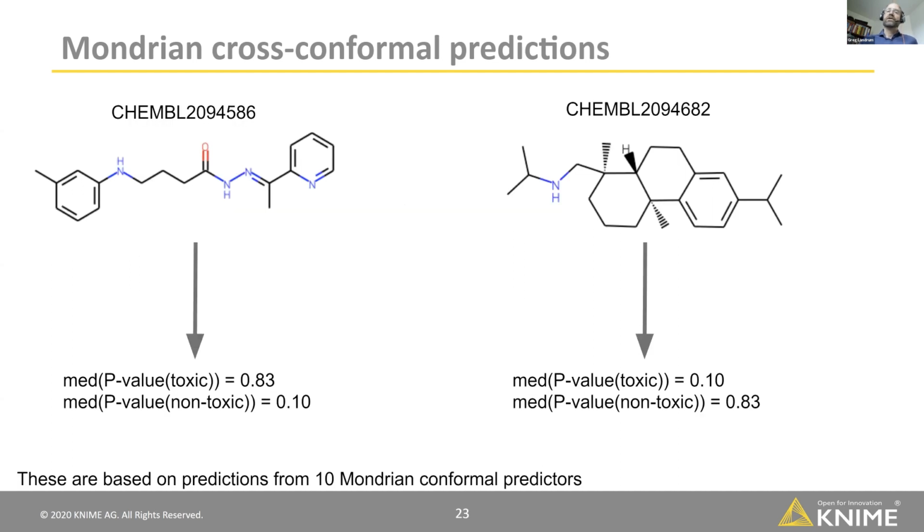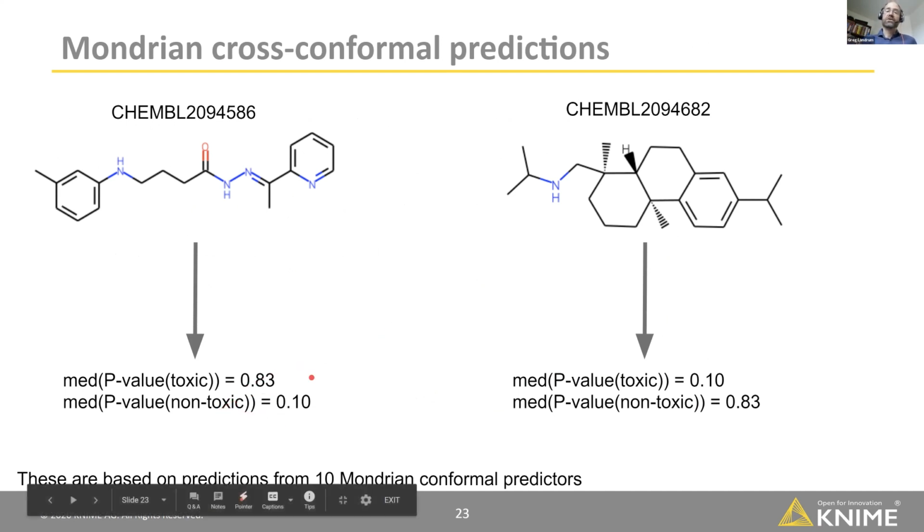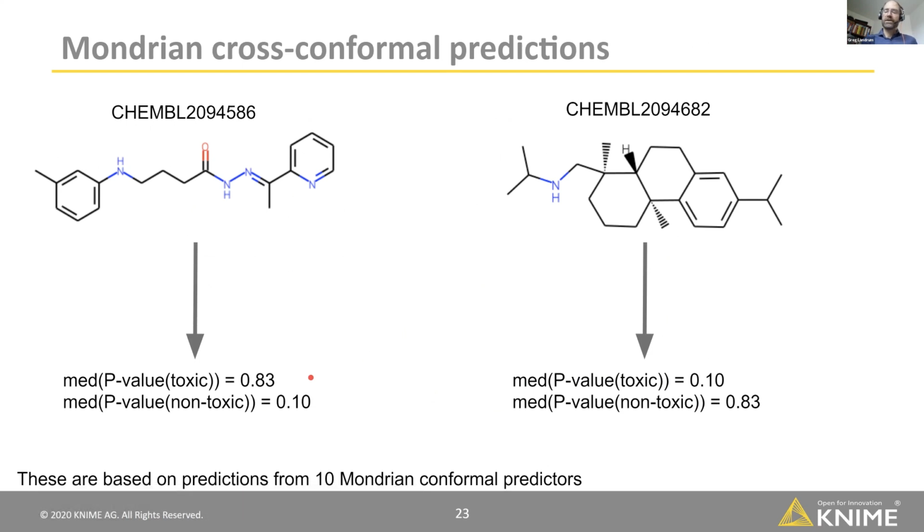For the example we've been looking at so far, the median p-value for the first compound ends up being 0.83 for toxic and 0.1 for non-toxic, and the median p-value for the second compound is 0.1 for toxic, 0.83 for non-toxic. The fact that these are the same but reversed is a pure coincidence. It's an unfortunate property of the example that I chose. I apologize for that being confusing. But again, now we have these median p-values. If we actually want to generate predictions, we just compare the p-values to our target error rate and are able to make the predictions. Okay, so now we know how to generate robust predictions.